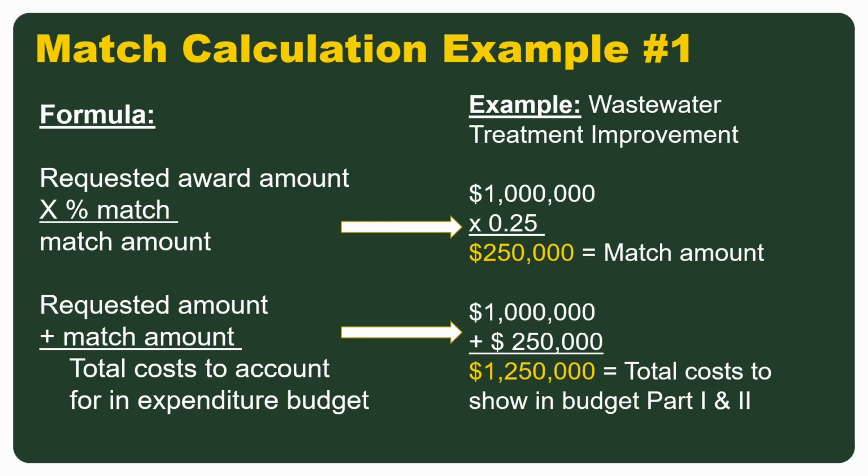A simple example using these two formulas is on the right-hand side of the slide. If you are applying for a wastewater treatment improvement project and are requesting $1 million, you would multiply $1 million by 0.25 to get a match amount of $250,000. The total cost for the WQIP budget for this application would be the requested amount, $1 million, plus the calculated match amount, $250,000, for a total cost of $1.25 million. This would be the amount to be calculated in the budget worksheet for your WQIP scope of work.